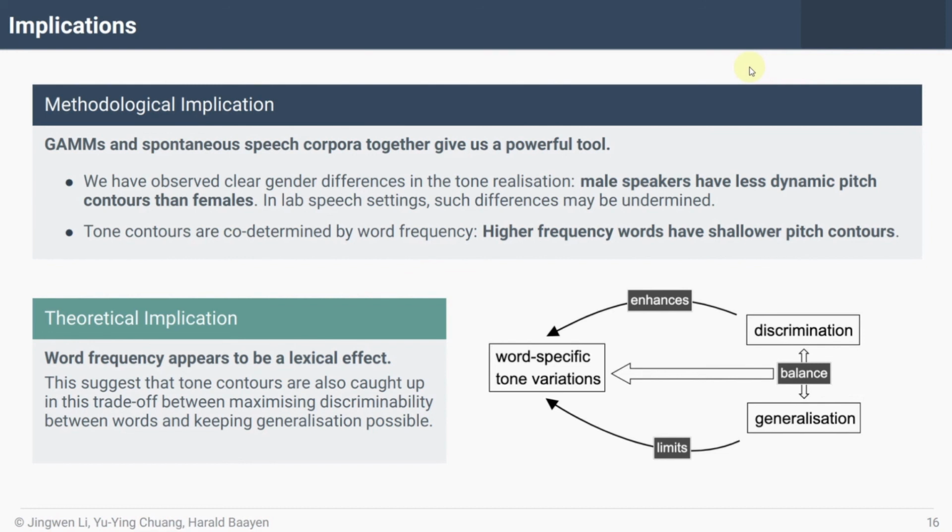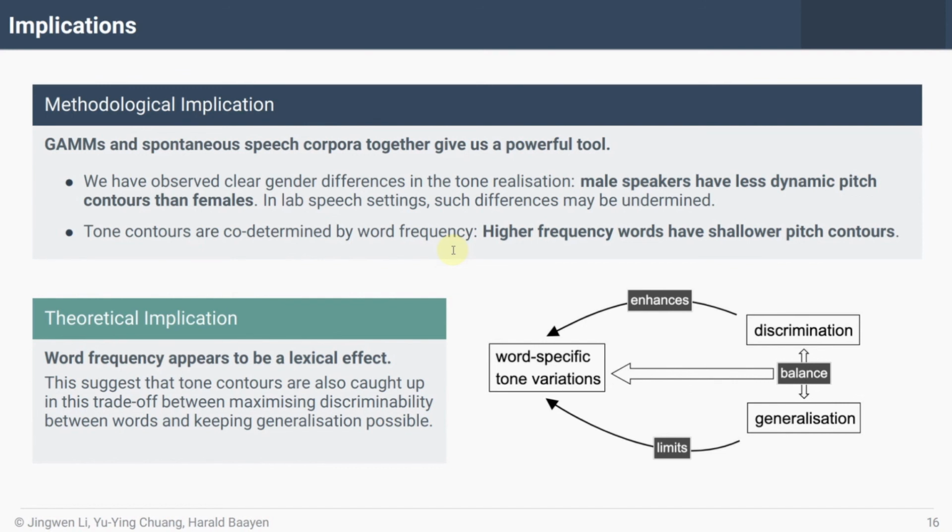Moreover, we found that tone contours are also co-determined by word frequency. Higher frequency words tend to have shallower pitch contours. To investigate the effect of word frequency and word-specific tone realizations, we need large corpora and the controlling of many other factors. This is where GAMs and spontaneous speech corpora come in handy.